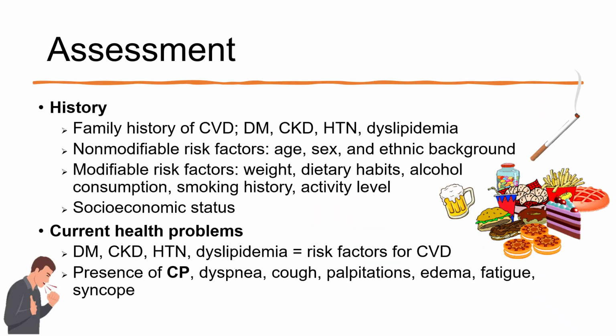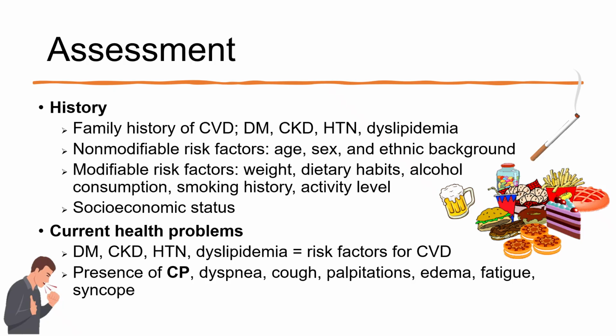Okay, so we're moving now on to our cardiovascular assessment. So we have a patient that presents to the office. What are we asking them? What are we looking at? So we're going to consider a family history of cardiovascular disease because it tends to run in families, diabetes, chronic kidney disease, hypertension, and dyslipidemia, which is high cholesterol. We want to look at those non-modifiable risk factors such as age, sex, and ethnic background.